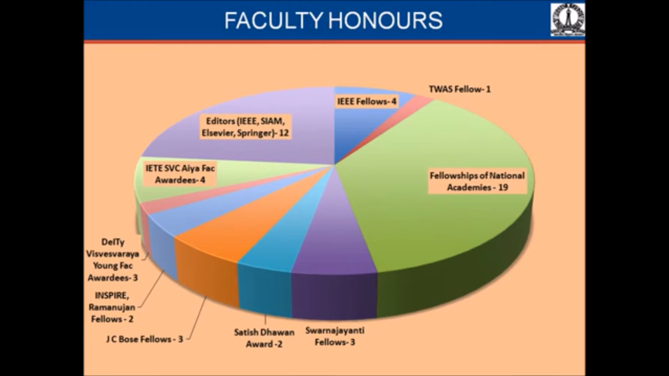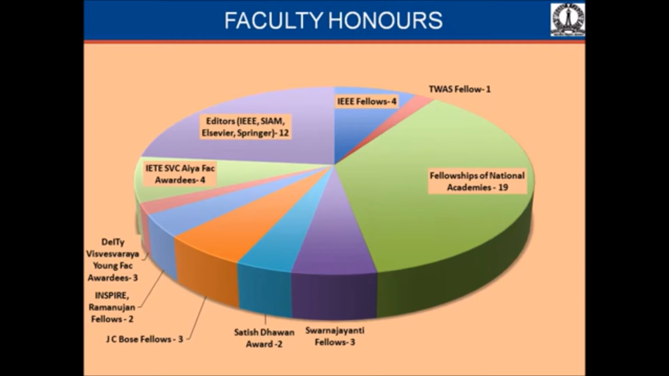The faculty members are very active in research and are very well recognized globally and nationally. This slide gives you an indication of the recognition by various academies in the country, like fellowships of national academies. We have all 19 fellowships, that is faculty members hold multiple fellowships of different academies in the country. We have the World Academy of Sciences Fellowship. We have IEEE Fellowship, which is an international society.